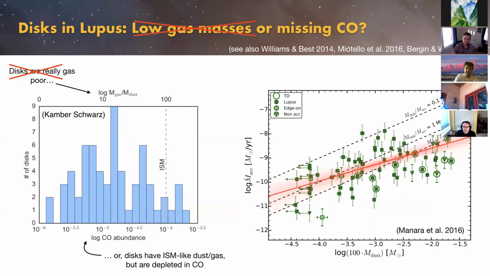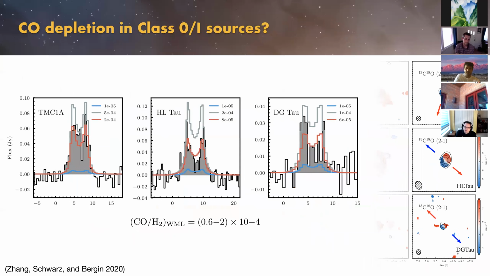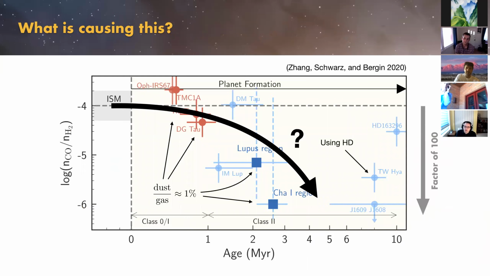So I was wondering what our thinking is about why TW Hydra is different from the younger disks, or the typical disks at that age, and whether that process can be linked to actual chemical composition? Can it imprint the chemical composition? Yeah, that's a good question.